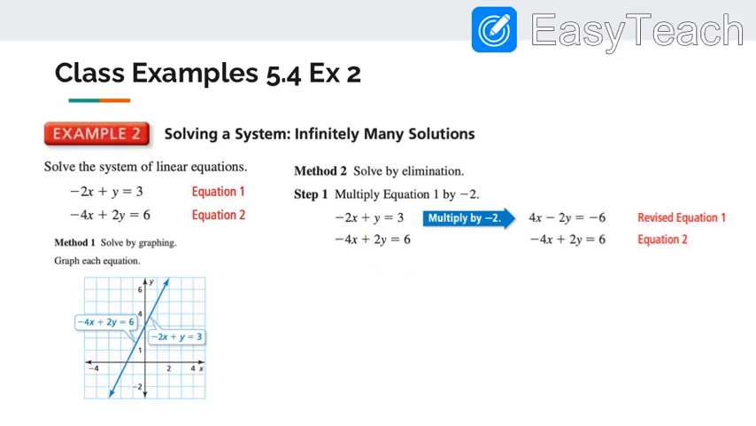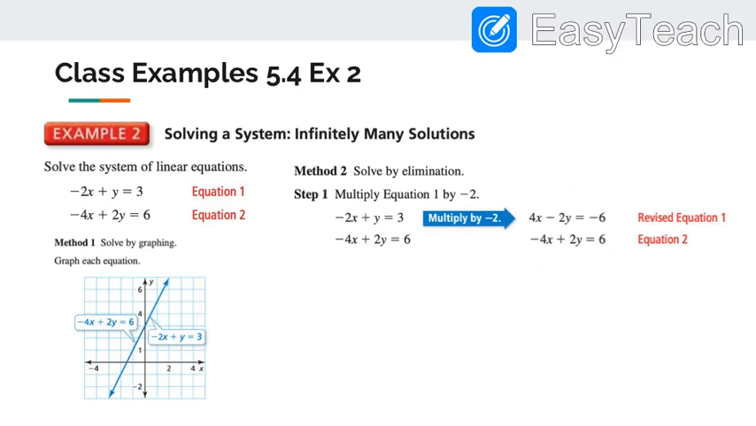Another way to check this one is to solve it out. So as we're solving it out here, we notice that we want to get the y's to cancel out, so we're going to multiply everything by -2. So therefore we have -2x times -2 is positive 4x, y times -2 is -2y, 3 times -2 is -6. We have these two equations.